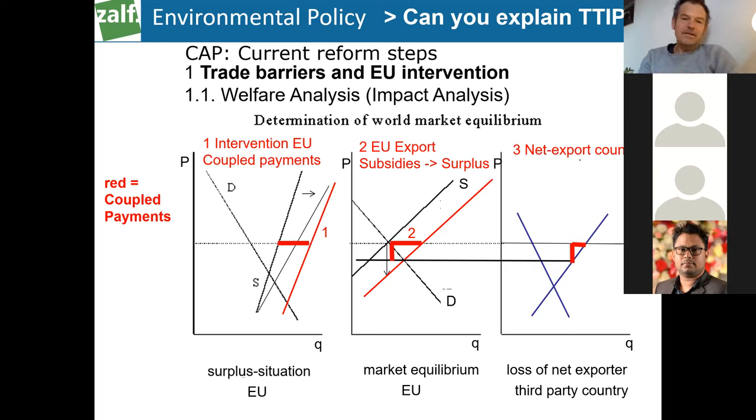And the subsidized surplus is then exported by the EU. They export it, and you see in the net, this is a market equilibrium. It would be exactly the same. And then the price is going down, and the loss of a net exporter in a third country would be exactly this. This is a constellation of a net exporter. That means a country exports more than it consumes. It likes meat in Argentina. That means they would export to this level.